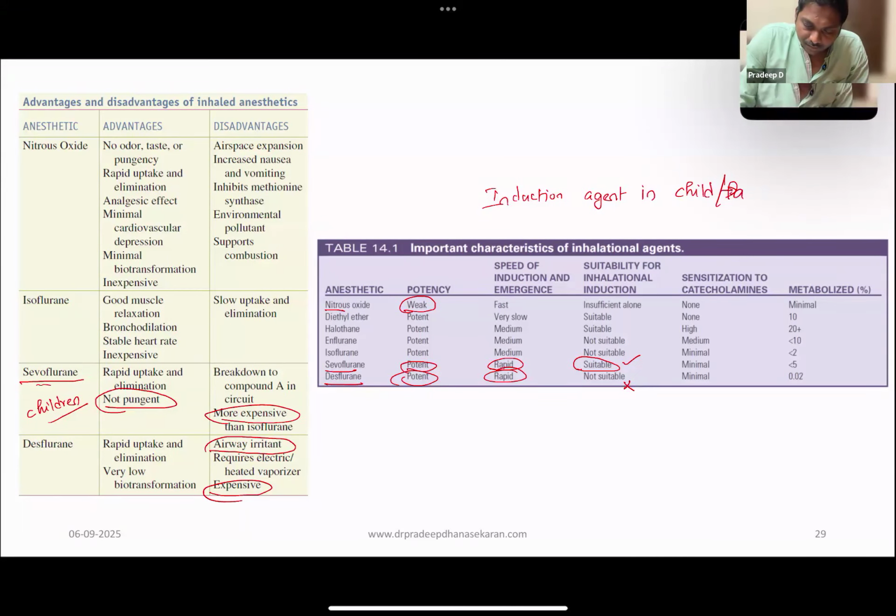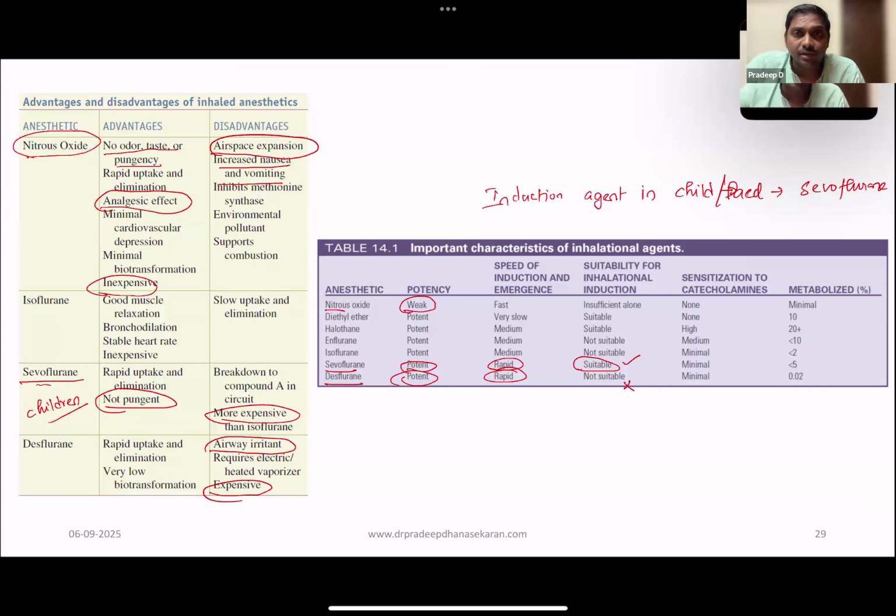For children or pediatrics, the preferred agent is sevoflurane. With regard to nitrous oxide, it has no odor, taste or pungency. Analgesic effect will be there. It is very inexpensive, but the main disadvantages are increased nausea, vomiting, and airspace expansion.